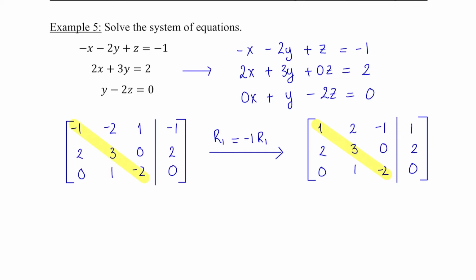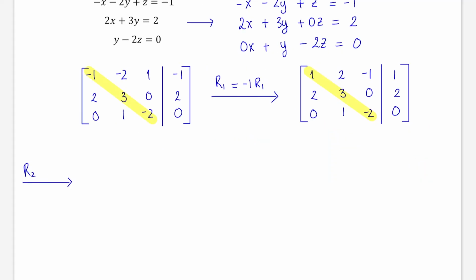Next, I want to turn this 3 into 1. So notice that this element is 1. So if I'm swapping row 3 and row 2, this will be 1. So my row 3 will become row 2 and my row 2 will become row 3. So this notation is saying that I'm swapping my row 2 and row 3.